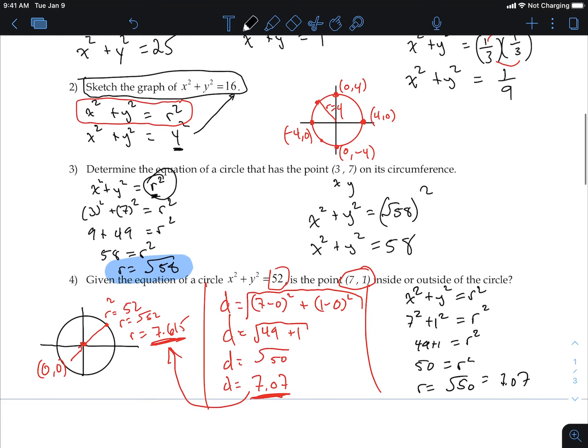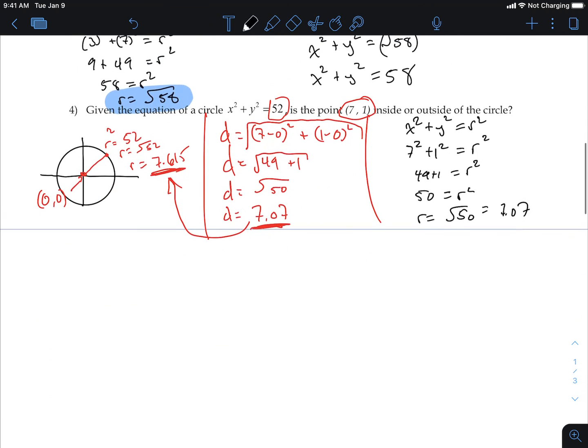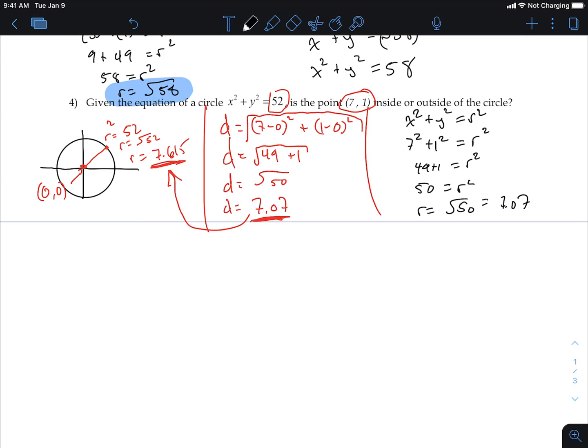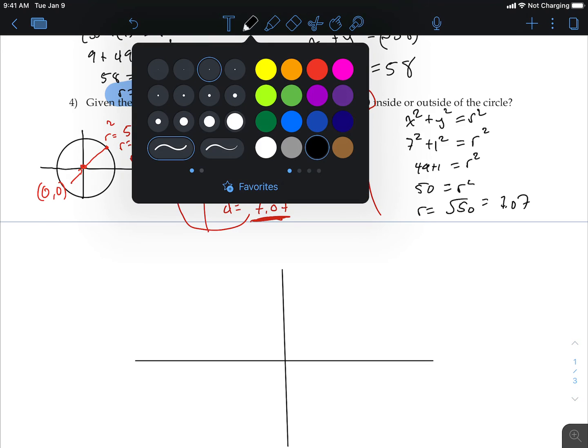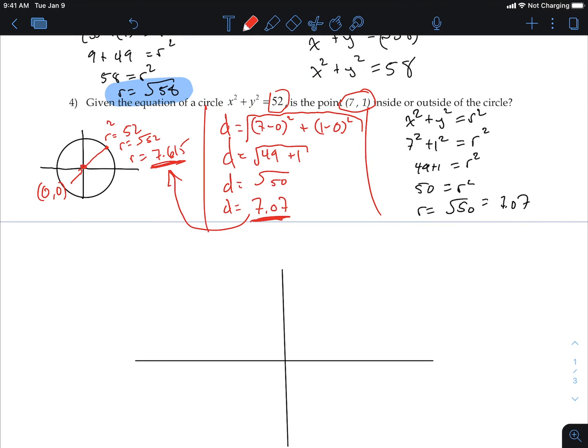I'm going to redraw this picture for a sec, just a little bit bigger so I can illustrate something. You guys don't necessarily have room here. In red, I'll draw the first circle, the one that they're saying has a radius of 52.